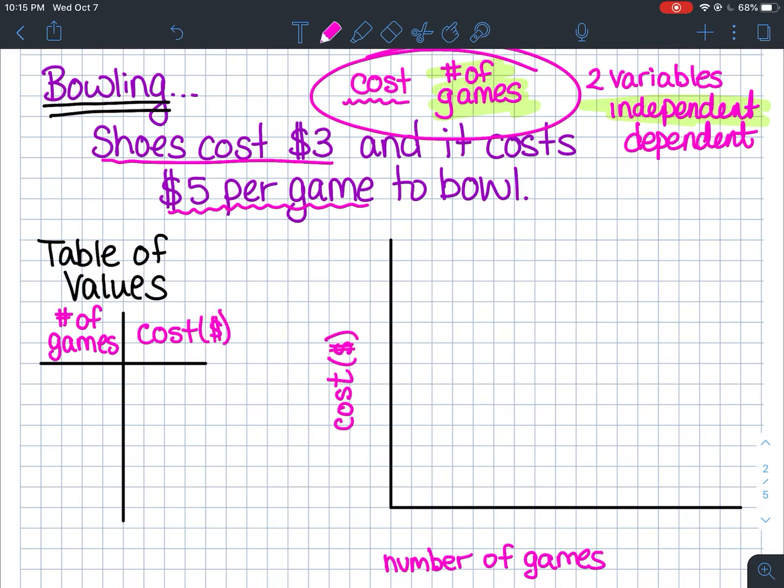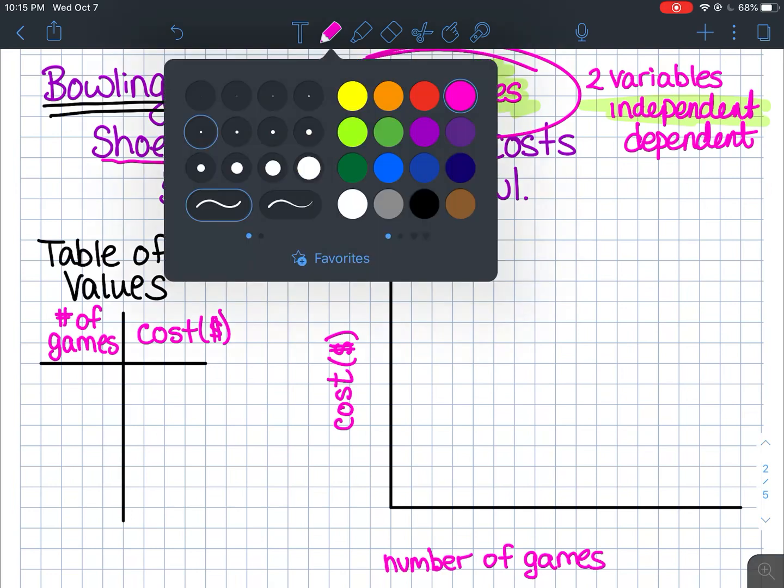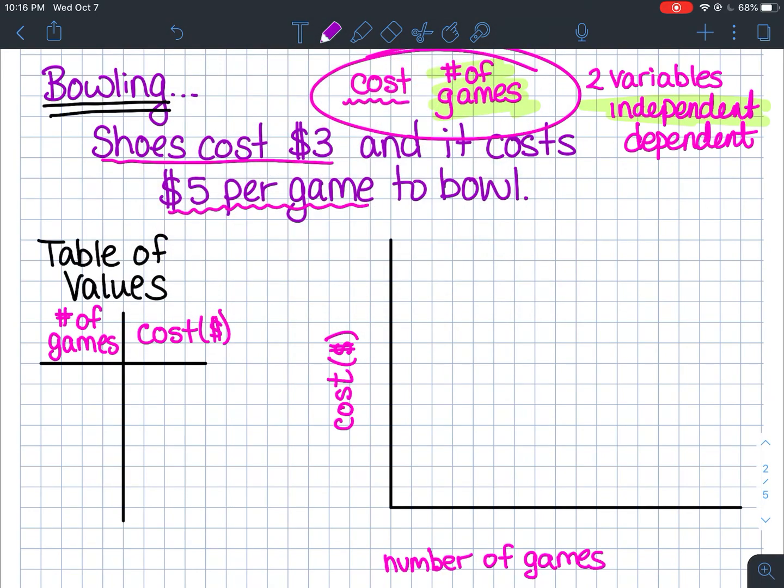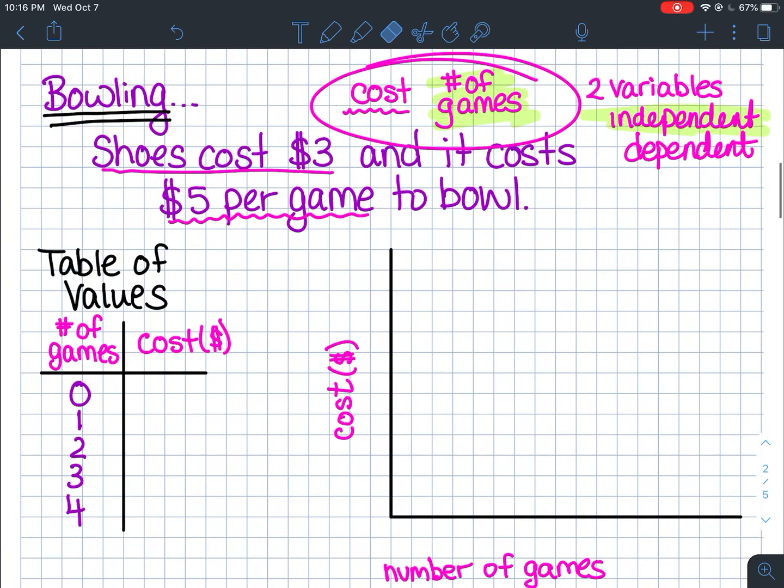Okay, so now if we wanted to create a table, we could create a table. So we would make up the number of games. So my x-axis here, I'm going to say, what if we play no games? What if we play 1 game? 2 games, 3 games, 4 games. You just make up those numbers. Instead of doing 0, 1, 2, 3, 4, if I wanted to, I could have done 0, 5, 10, 15. See what I'm saying? You decide what goes there. Your call. I'm going to go up by 1. And then you see how much it costs.